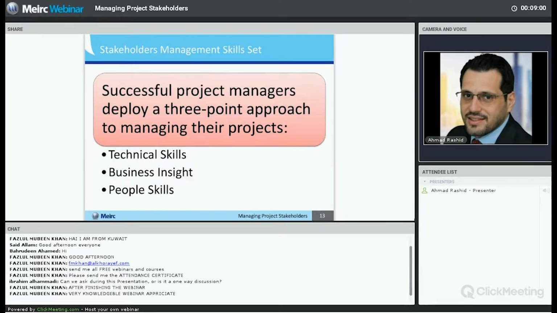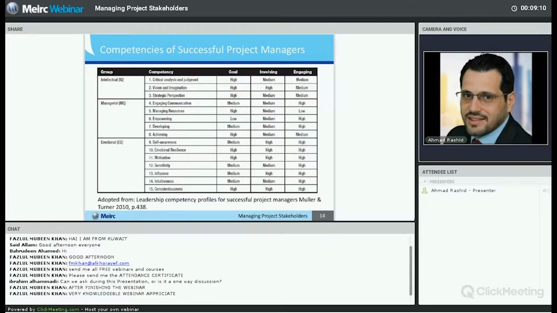which means that if you want to maintain your PMP credential, you always need to develop these three aspects in your career. You need to make sure that you are developing your technical, business, and people skills at the same time. So I want to end this topic by showing you the outcome of a nice research that was conducted in 2010. And basically you can see that they researched the competencies needed for successful project managers.